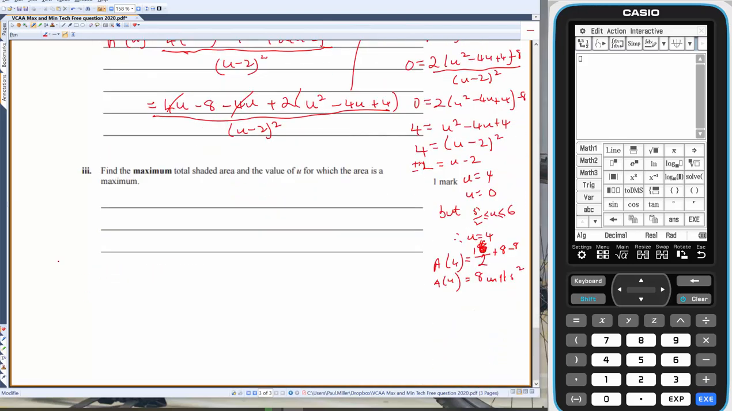Okay, so find the maximum total shaded area and the value for u for which the area is a maximum. All right, this is an interesting problem. So what happened is, when u was 4, A of u was 8, and that was the minimum. So what I'm presuming happens is this function, and I don't know what it exactly looks like, is then going to increase on either side. So it's going to be a battle between the endpoints that are allowable for u, which is 5 on 2, this, or 6, this side here. So I don't know which one's going to be which. Like 6 looks higher there, but I've just completely guessed that.